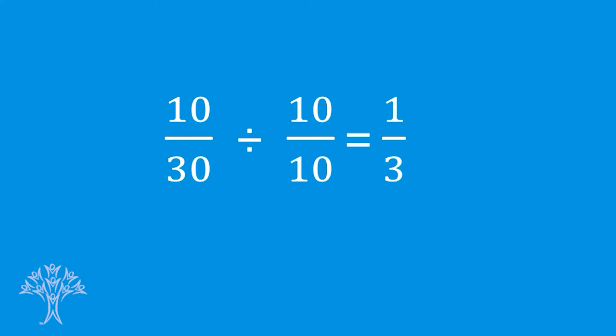10 divided by 10 equals 1. 30 divided by 10 equals 3. So 10/30ths is equivalent to 1/3. Nice work, everyone. You're really doing a nice job multiplying 2 fractions. But what happens if one of our factors is a mixed number?